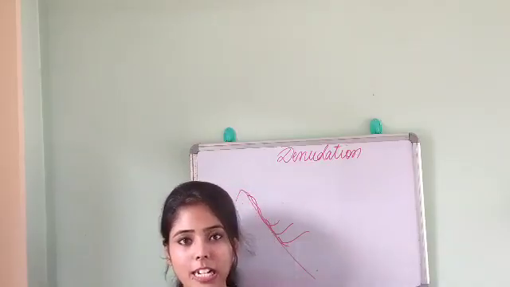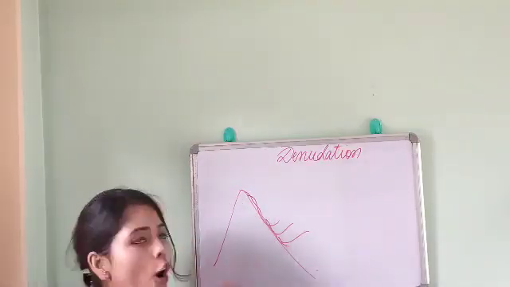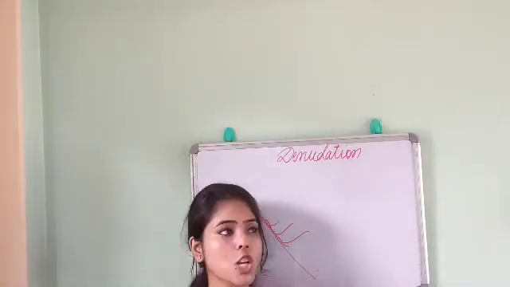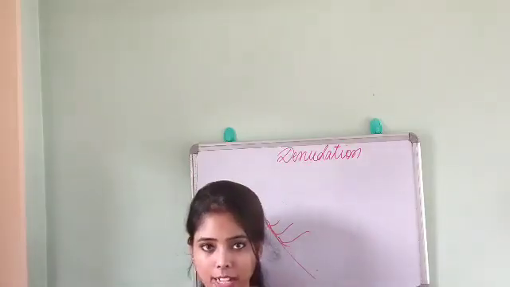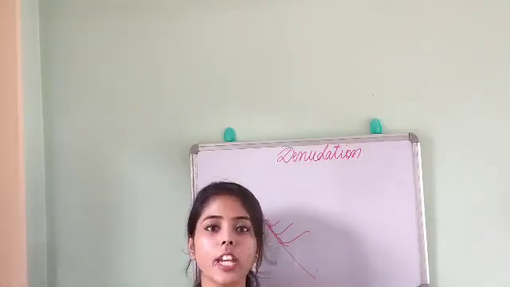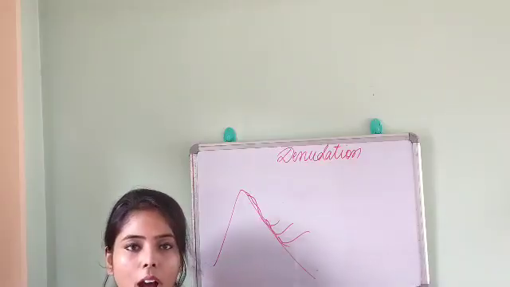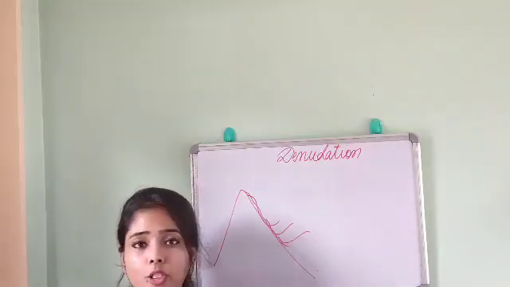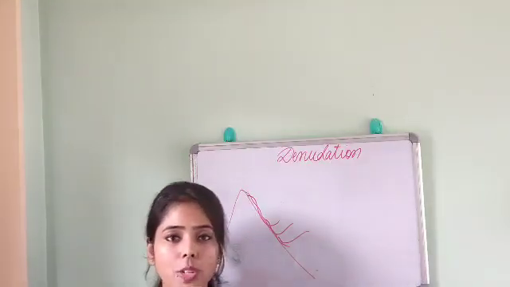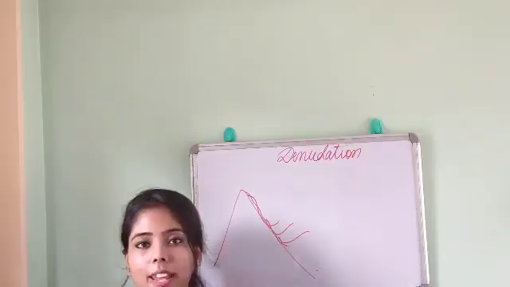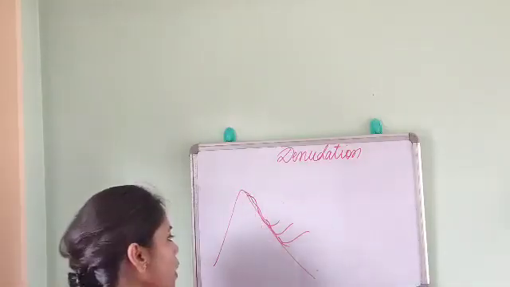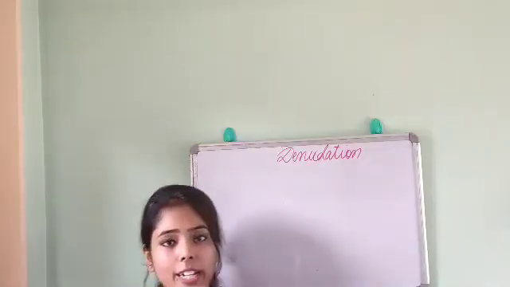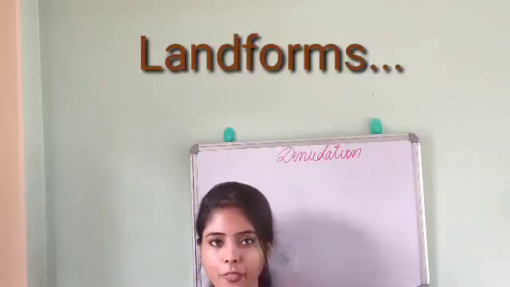And another important factor present here is that the slope of the landform has to be very high. So these two are the basic important factors needed for the erosional work of the river. Number one, a huge amount of water should be present and the speed of the river should be very high. And number two, the steepness of the slope should be very high. Now what are the major landforms that are generally created through the erosional work of a river?